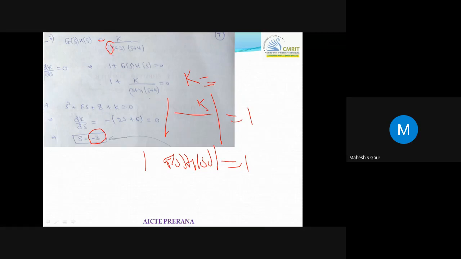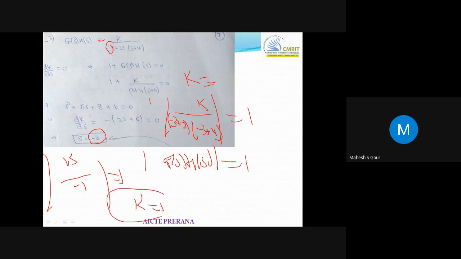So it will become -3 plus 2 into -3 plus 4, right? So you'll be getting K divided by, it will be -1, is equal to 1. Since it is mod, K will become 1.